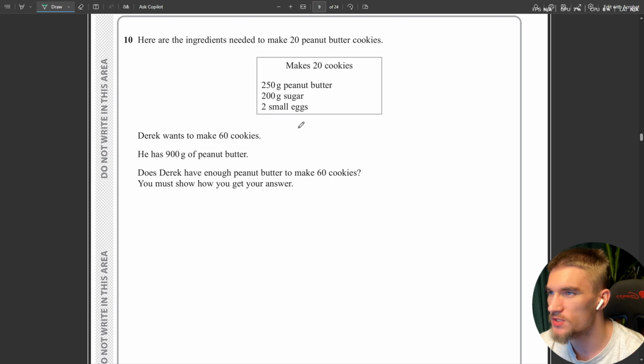Here are the ingredients needed to make 20 peanut butter cookies. Yummy. Make 20 cookies, 250 grams of peanut butter, 200 grams of sugar, 2 small eggs. Derek wants to make 60 cookies. He has 900 grams of peanut butter. Derek, I need to breathe. Does Derek have enough peanut butter to make 60 cookies?